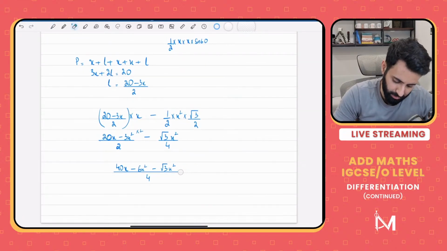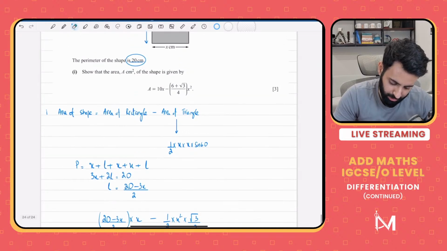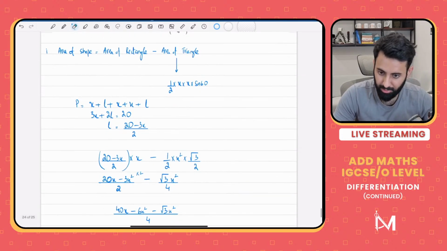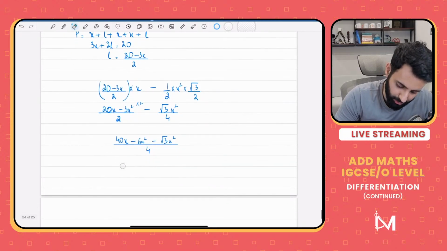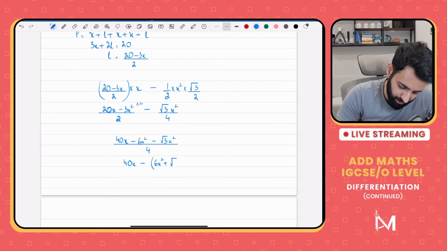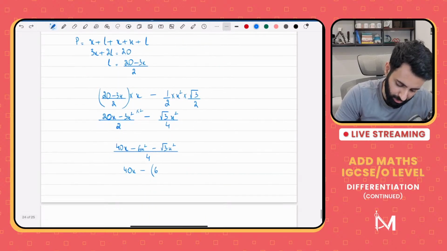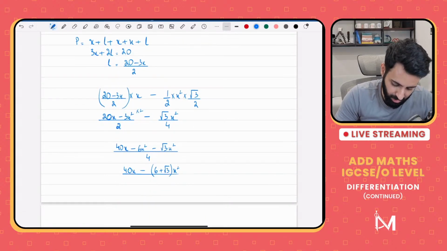Okay. Now remember, keep your eyes on the prize. We're supposed to separate the 4, and here we're supposed to take minus common. Okay, so let's separate the 4. So 40x, and first let's take minus common. So that's going to be 6x square plus root 3 x square. And along with that, let's also take x square common. So 6 plus root 3 multiplied by x square upon 4.